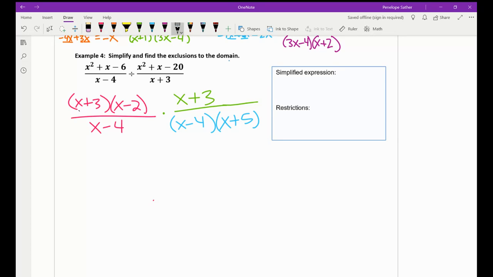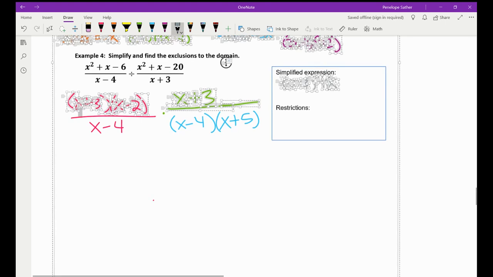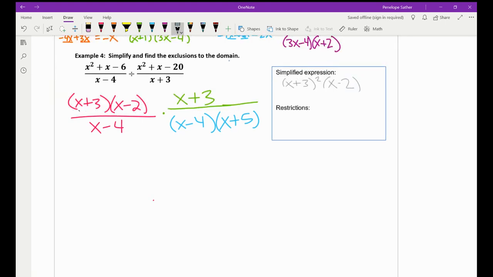So a couple of little tricks to writing a simplified expression. In my numerator, if I look across the top row, I have a couple of x plus 3. So I'm going to go ahead and write x plus 3 squared instead of writing that out twice. Then I'm also going to write in x minus 2. And then in the denominator, I notice there's a couple of x minus 4s. So I'm just going to write it as x minus 4 squared, and then write the x plus 5.